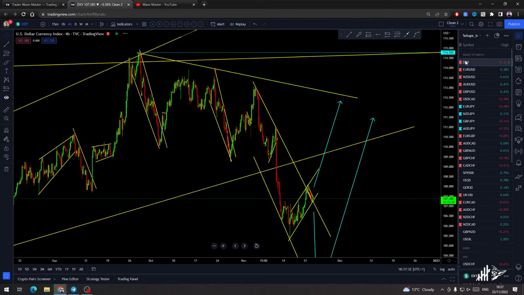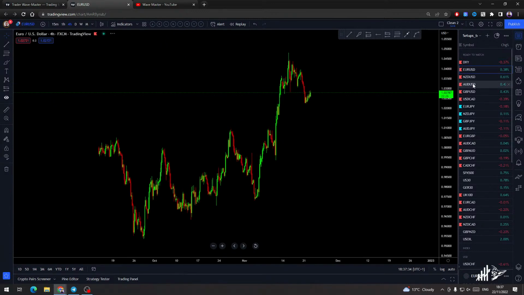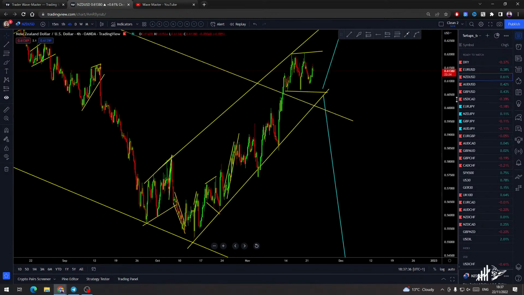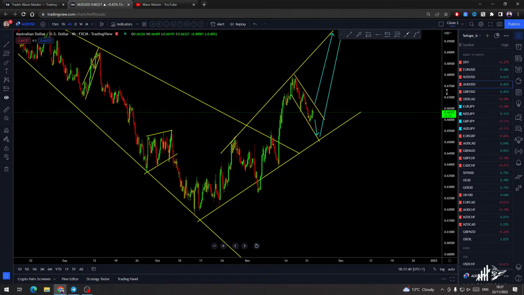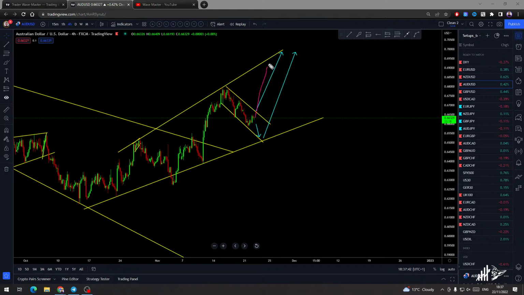Okay, so we discussed already about the DXY, EURUSD we did, New Zealand USD we did, Aussie USD is as well over there. What it could do? Okay, so it could go up over there, and it could as well go lower. So that's all reliant on DXY.